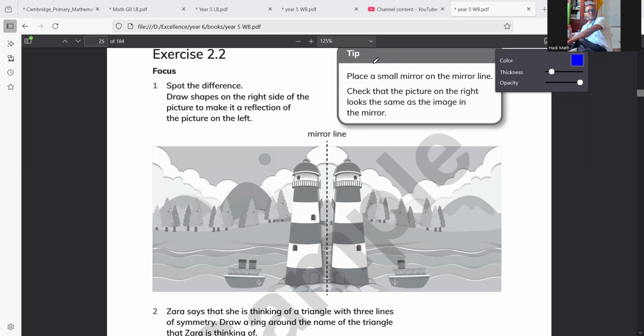They ask us to spot the difference between those two shapes. Like we said, this one has been drawn on the other side. So we need to see the reflections of the picture and find the differences. If we look at those two pictures, first of all, this is one of the differences. We will call this difference number 1.